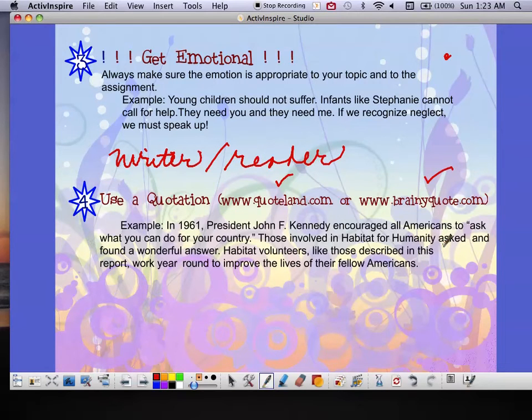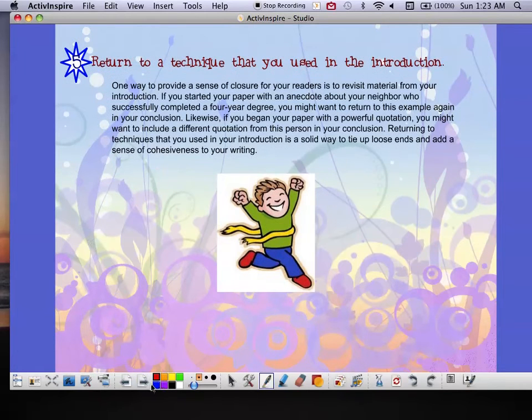Habitat volunteers, like those described in this report, work year-round to improve the lives of their fellow Americans. This particular paper, the introduction, was another piece from Kennedy's 1961 speech. Not the same piece that was included here, but another piece of it. A really good example of how to echo your lead in your conclusion.